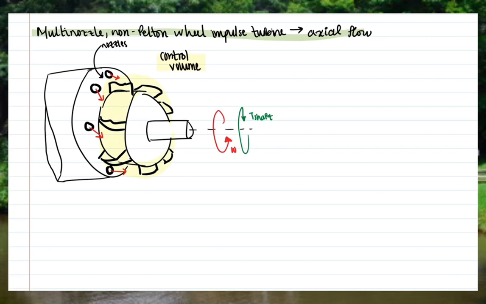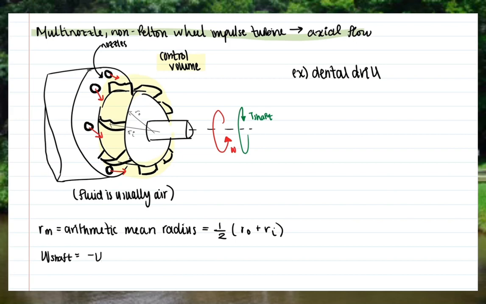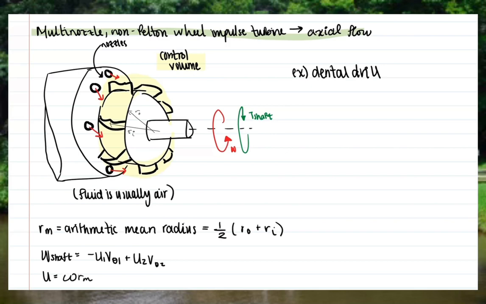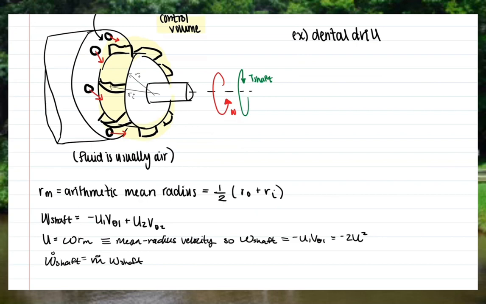For another example, we have the multi-nozzle non-Pelton wheel impulse turbine that exhibits axial flow. For example, you will see this in dental drills. In addition, the fluid that is usually correlated with this system is air. Some important characteristics to note are Rm, which is the arithmetic mean radius. This is the average radius between the blade tip and the blade base. In addition, power is equal to negative U1 times V1 plus U2 times V2. For this case, the mean radius velocity makes power equal to negative 2U squared. In addition, it's important to remember that the rate of power is equal to the mass flow rate times power.